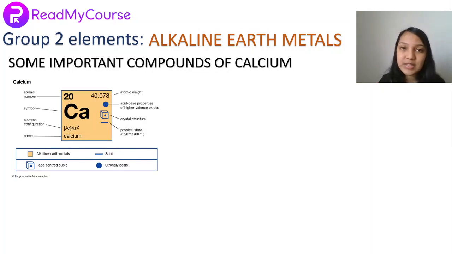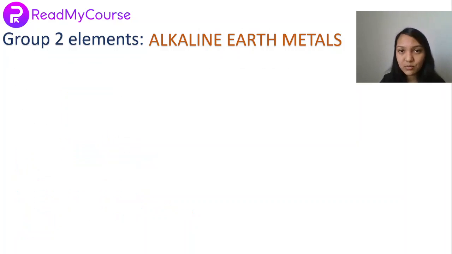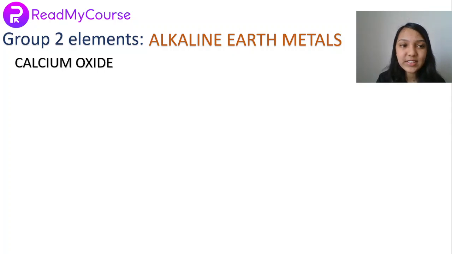Calcium has atomic number 20, and it has important compounds like calcium oxide, which is also known as quicklime, that is CaO. And calcium hydroxide, also known as slaked lime, that is Ca(OH)2. And calcium sulfate, which is very well known as plaster of Paris, right? And comes calcium carbonate, that is CaCO3, and next is cement. So we'll discuss all of this one by one. The first one is calcium oxide.